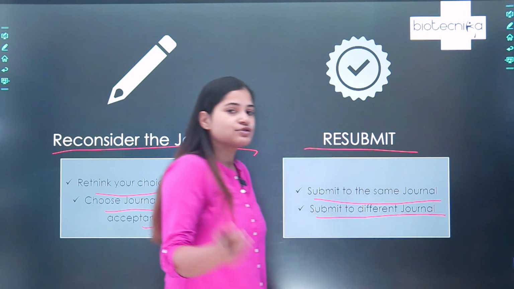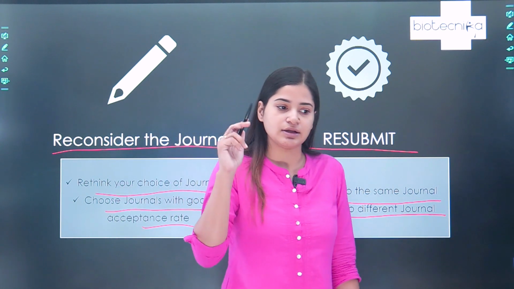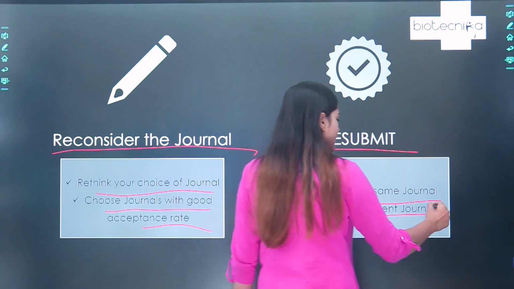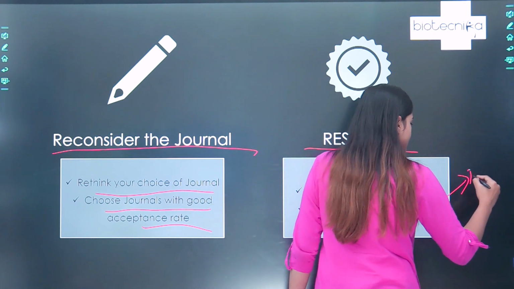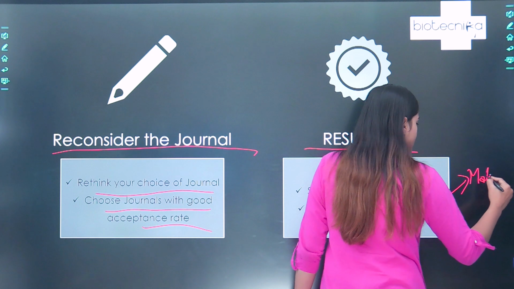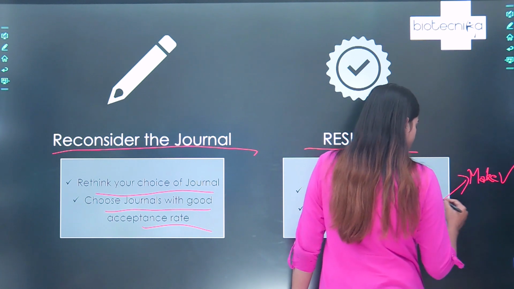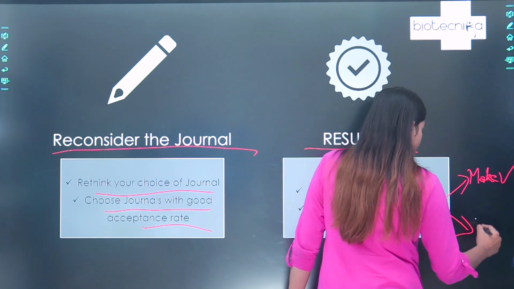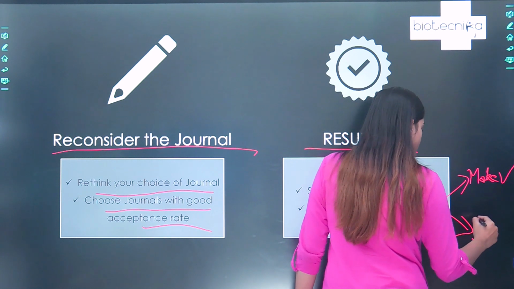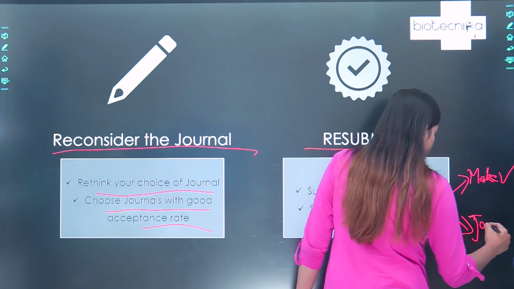a different journal. So submitting to a different journal can be done in two ways. Either you can make corrections and submit to a different journal, or you can't make a correction, so you can just submit to a different journal.